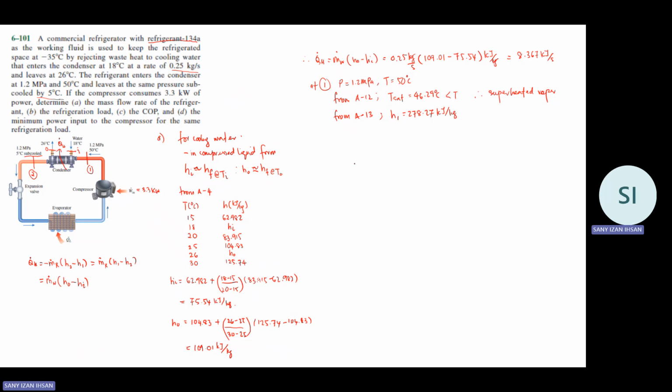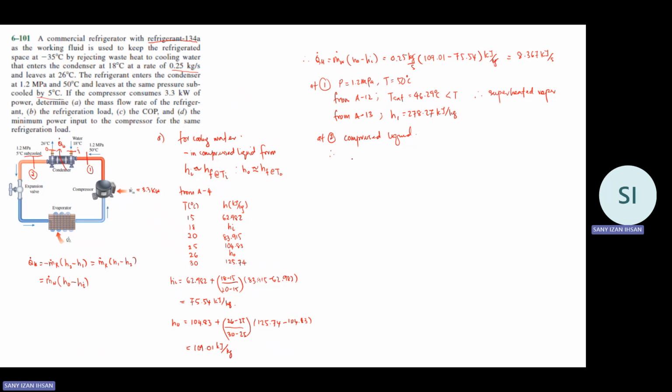So you already have the condition at H1. We need to find H2. H2, as mentioned here, is subcooled. Subcooled, as I mentioned before, means that it is lower than the saturated temperature. So it is already a compressed liquid at 2.